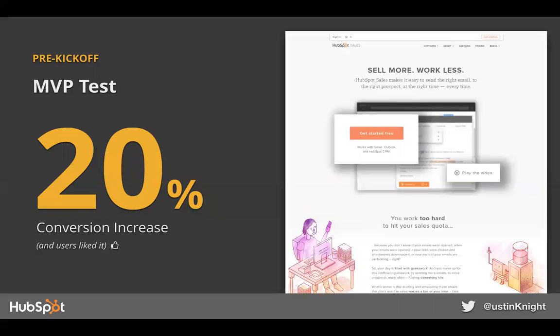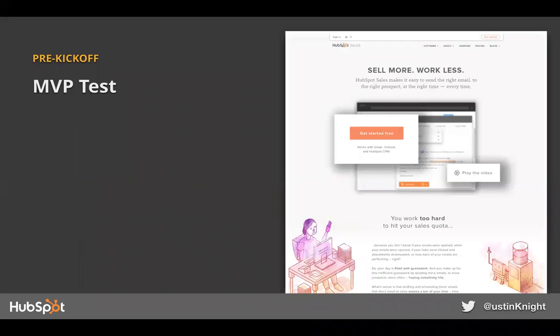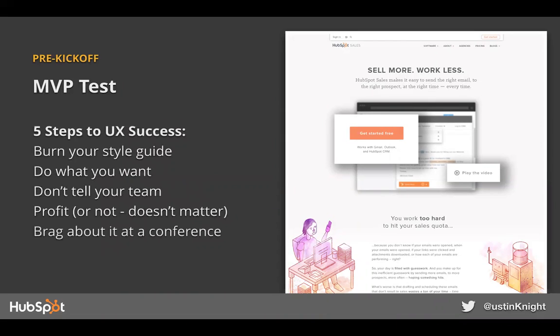So basically, what I'm saying here is that if you want to do really well and improve your conversion rate in your design, you basically need to take everything that your company has built for your style guide and all of the rules that you have and throw those out the window and then just design whatever you want and then launch that without telling anybody. And then it doesn't matter if it succeeds or not. You can still brag about, I'm kidding.